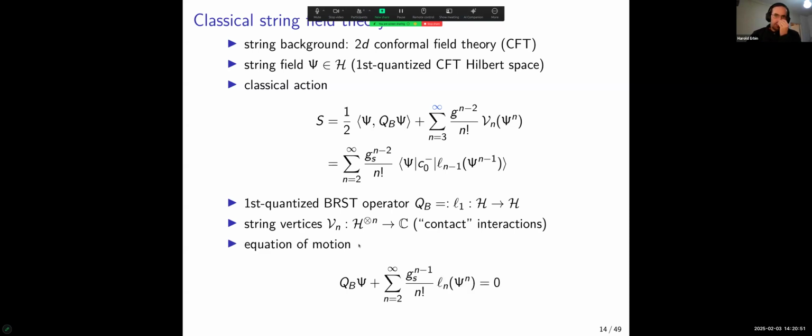Now you can write the equation of motion, so you can just take the variation. You get QB psi plus the sum over all the string products. You see that for g_s equals 0, you just get QB psi equals 0, so it tells you that the physical states are in the BRST cohomology. And then you get more and more interactions. For example, you can try to solve this iteratively and so on.